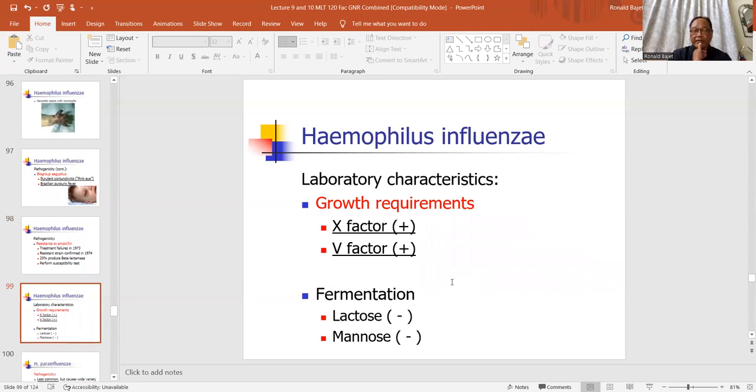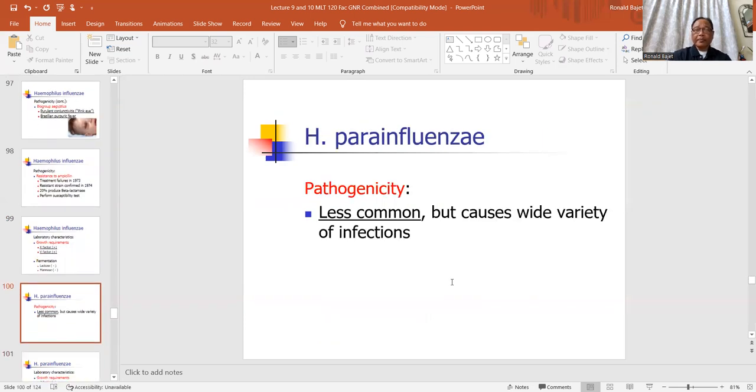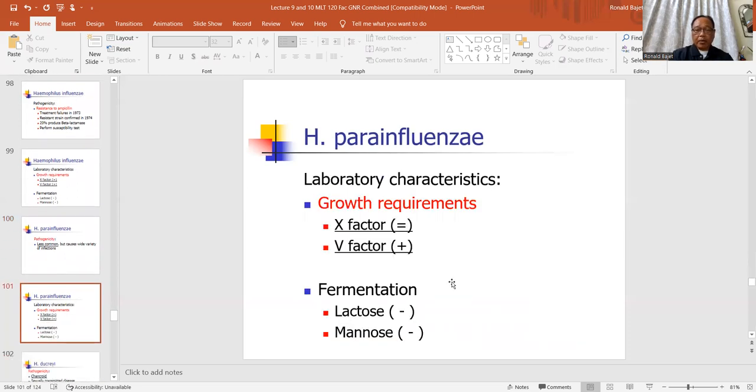Okay, so the X and V requirements: Haemophilus influenzae, make sure you know this for a test, requires both X factor and V factor. That's Haemophilus influenzae, lactose negative, mannose negative. But the main requirements are X and V factor positive. It needs both of them. The next organism is Haemophilus parainfluenzae. It's less common, but can cause a wide variety of infections. This one is X factor negative, but it requires the V factor only. Influenzae requires both. Parainfluenzae requires V. Make sure you know that, okay?